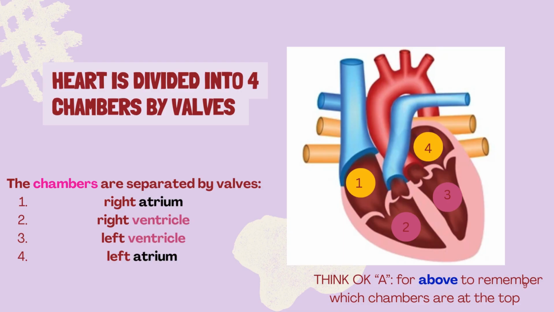Just remember, when we're looking at the right-hand side of the heart, the diagram will be colored in blue to show that those parts of the heart will be transporting deoxygenated blood. And when we look at the left-hand side of the heart, it will be colored in red to show that that part of the heart is carrying oxygenated blood. However, we'll be looking at this further on into the video, so don't worry.